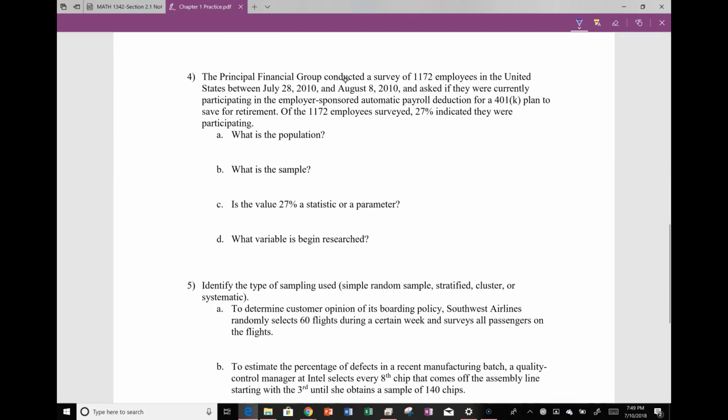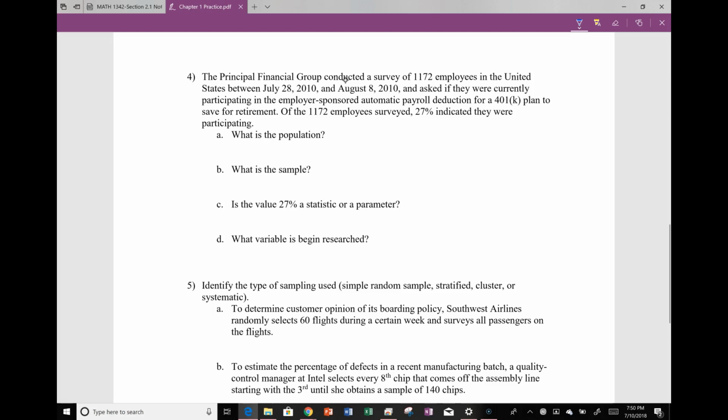Number 4, what we want to look at is, what is the population? What is the sample that is being studied? Is something a parameter or statistic? And what variable is being studied? So the Principal Financial Group conducted a survey of 1,172 employees in the United States between July 28, 2010 and August 8, 2010.